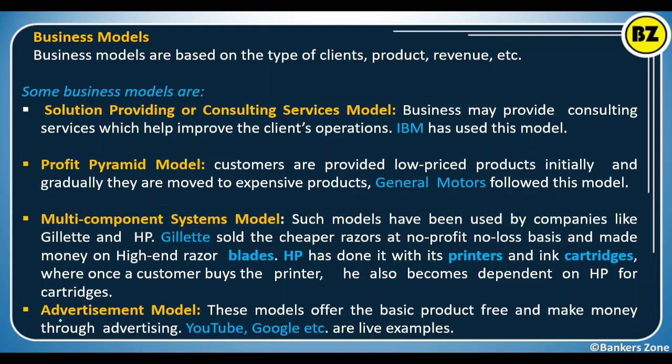Now the next model is the advertisement model. Here the model offers the basic product free and makes money through advertising. For example, YouTube: you watch videos, you don't pay anything. On Google, you search anything, you are not going to pay anything, right? So these are free, but there are ads. So through ads the revenue is generated.